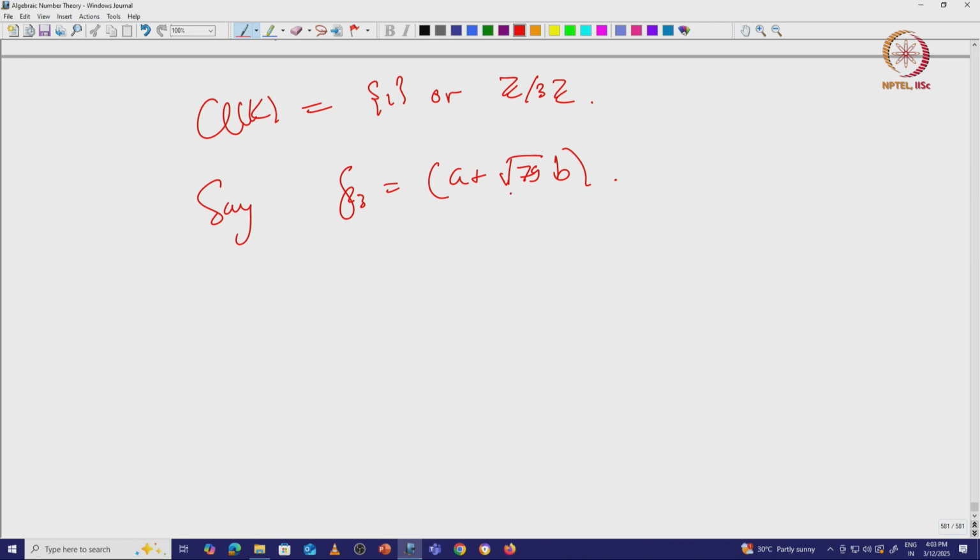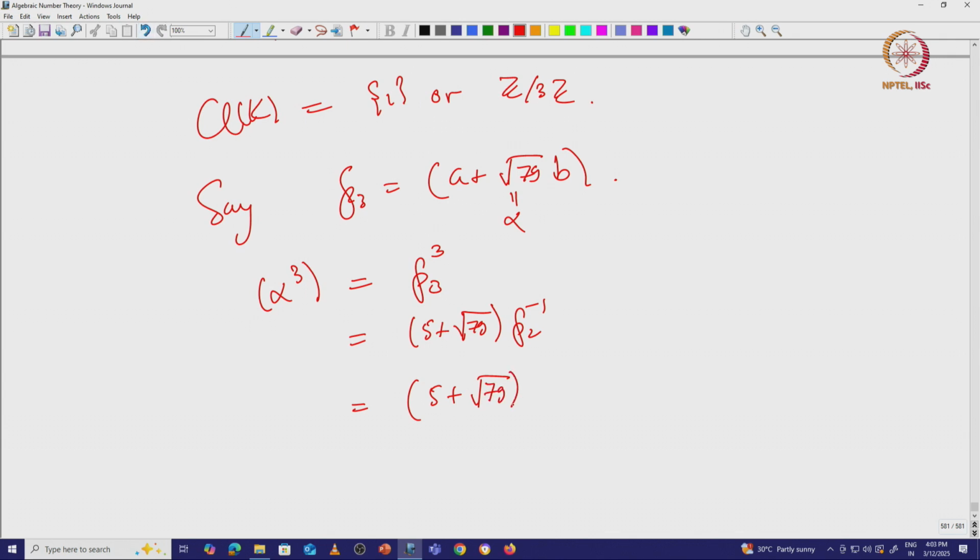So, let me call this alpha. The ideal generated by alpha cubed is the same as the ideal generated by P cubed, but we know that this was the ideal generated by 5 plus square root of 79 times the inverse of the ideal generated by P 2, which is 9 plus square root of 79, inverse.